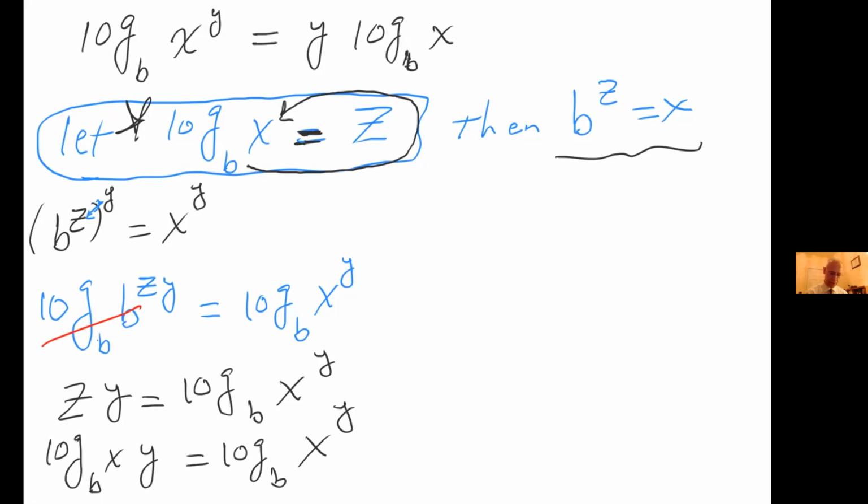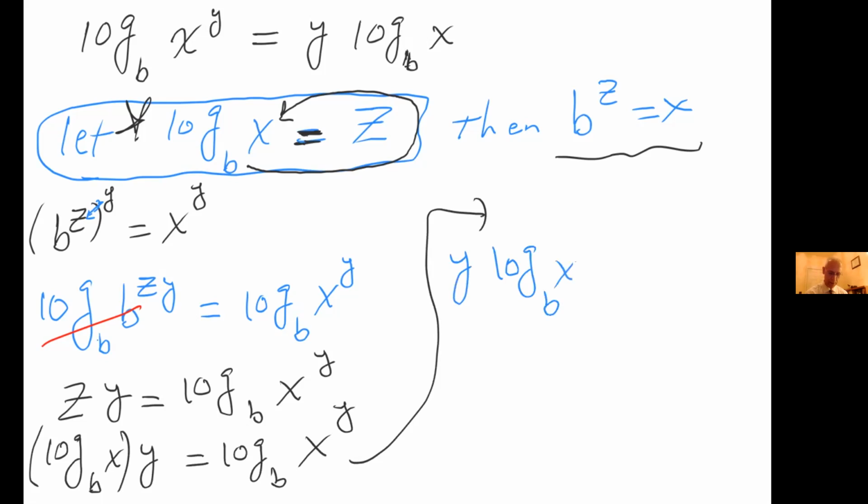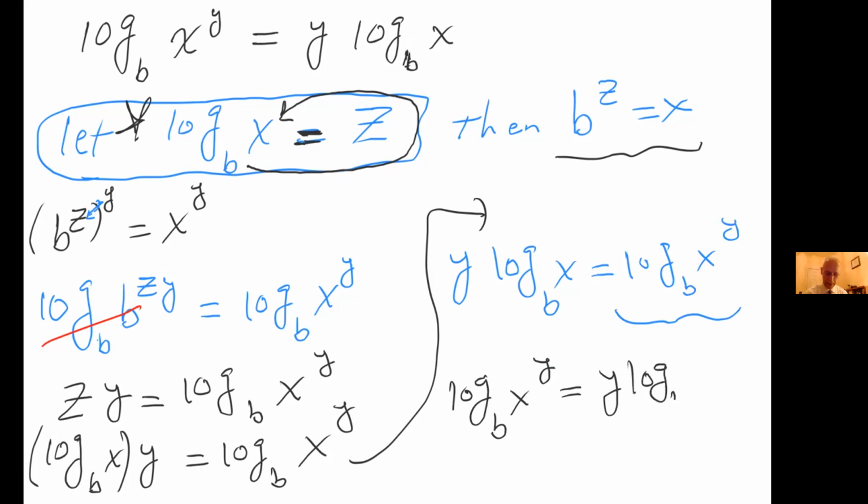So let me just rearrange this nicely. On the left-hand side, let me put y in front, because here I have log base b of x times y. So y times log base b of x equals log base b of x to the y. And that's where we started. Well, if you like, you can put this on the left-hand side and say log base b of x to the power of y equals y times log base b of x. So we are done with proving what we started with.